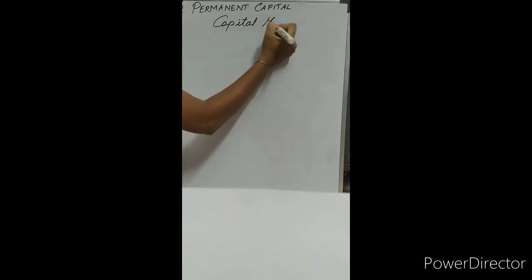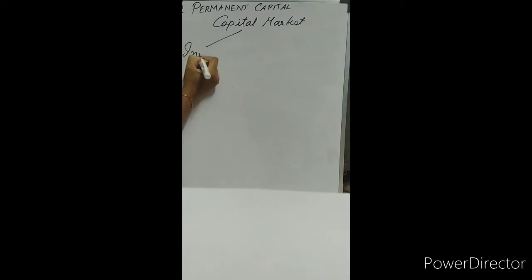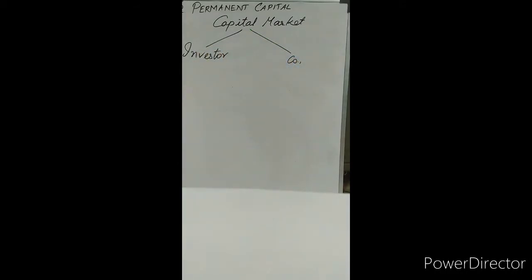The second point is permanent capital. So how is this permanent capital going to be provided by the capital market? When you take a capital market, there are two parties involved in it. One, the investors who invest their savings, and two, the companies who require the investment as capital for their company. These investors are going to invest their savings, but one problem they have is they cannot commit their investment for a particular period of time.